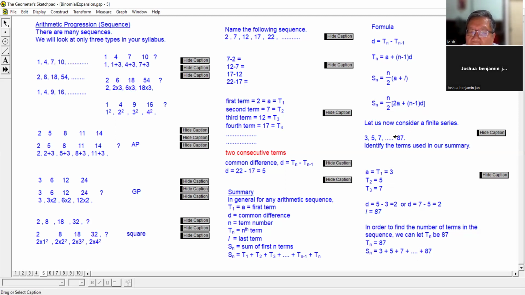Anyway, we don't know how many terms are there. 87 is the number what term now? Number 10 term? Number 20 term? I don't know. I know the number, but I don't know which term it is. So if you don't know which term, then you call it Tn. And there is a way to find out the n. We can make use of the formula and find out how many terms are there in this sequence. Okay?